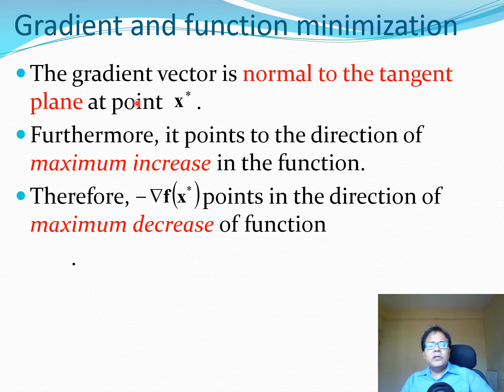Now, there are some interesting facts about the gradient vector. The first is the gradient vector is normal to the tangent plane at point x star. Secondly, the gradient vector points in the direction where the function is increasing the most. Therefore, the negative of the gradient points in the direction of maximum decrease of the function. So that's something very important to remember. And this particular fact is used in the steepest descent method, where you simply go down the path of the negative of the gradient to decrease the function.